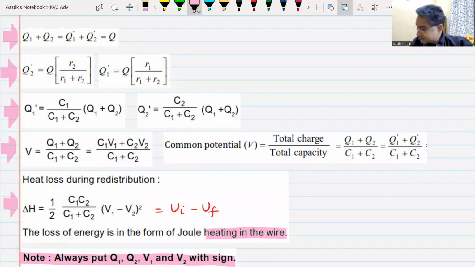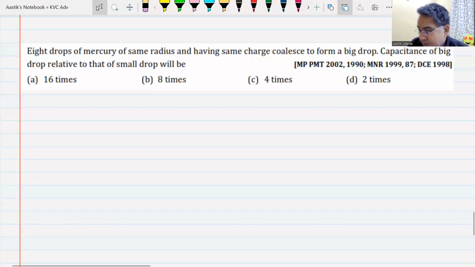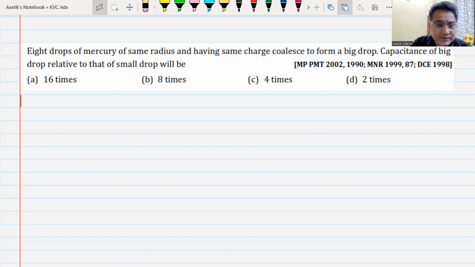So this is the first question. Now, 8 drops of mercury of the same radius and having the same charge coalesce, come together to form a bigger drop. What is the capacitance of the bigger drop compared to the smaller drop? I'll give you 1 minute to do this. Option D is correct, so I hope you remember how to do it. Capacitance becomes n raised to the power 1 by 3 times the original capacitance C. Do we understand this? Everyone understands this? Yes, sir.